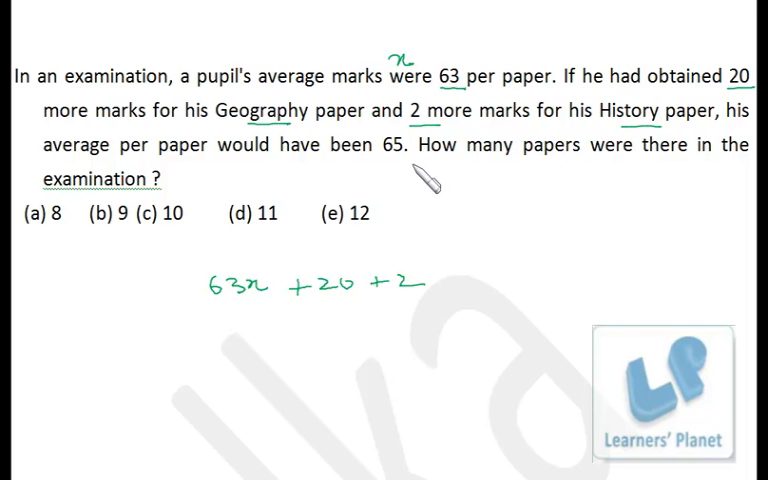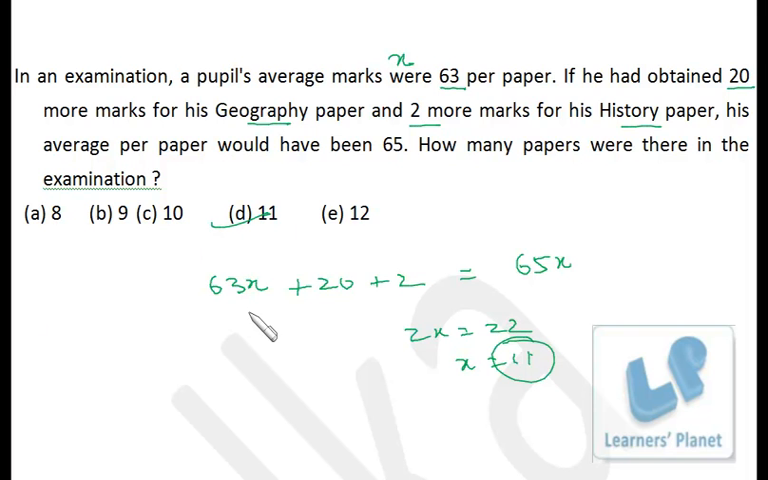Now the new average is 65. So the new total will be what? Number of subjects into average, right? So the new total is actually 65X. So 2X is equal to 22, so X is equal to 11.